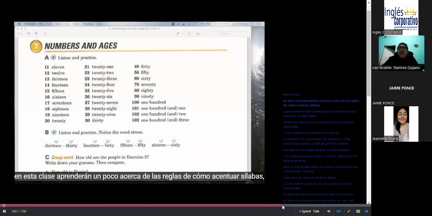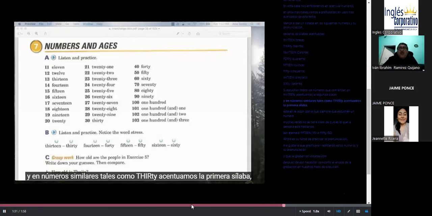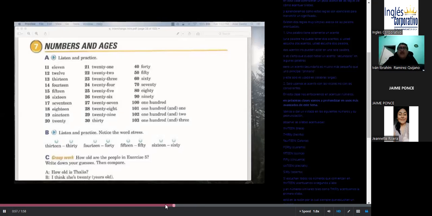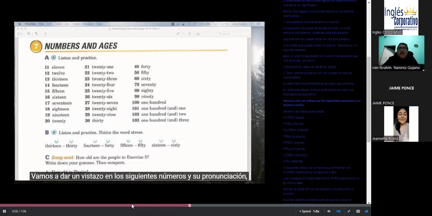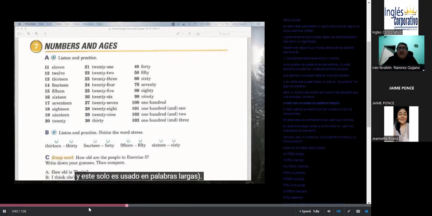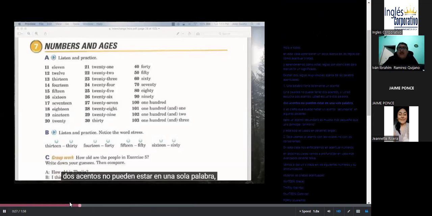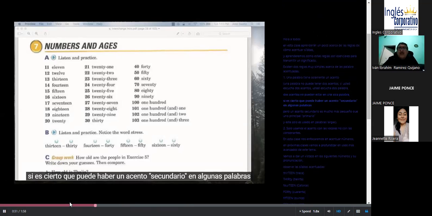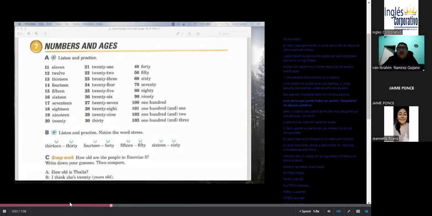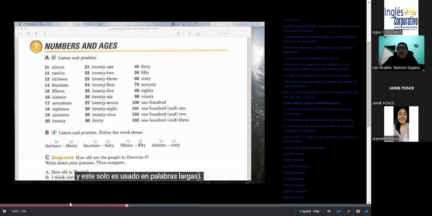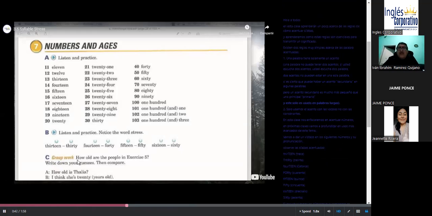Hi everyone. In this class, you'll stress the first syllable. Let's take a look at the following numbers, and it's only using long words. Here are two stresses. You heard two words. Two stresses cannot be one word. It is true that there can be a secondary stress in some words, but a secondary stress is much smaller than the main primary stress and is only used in long words.